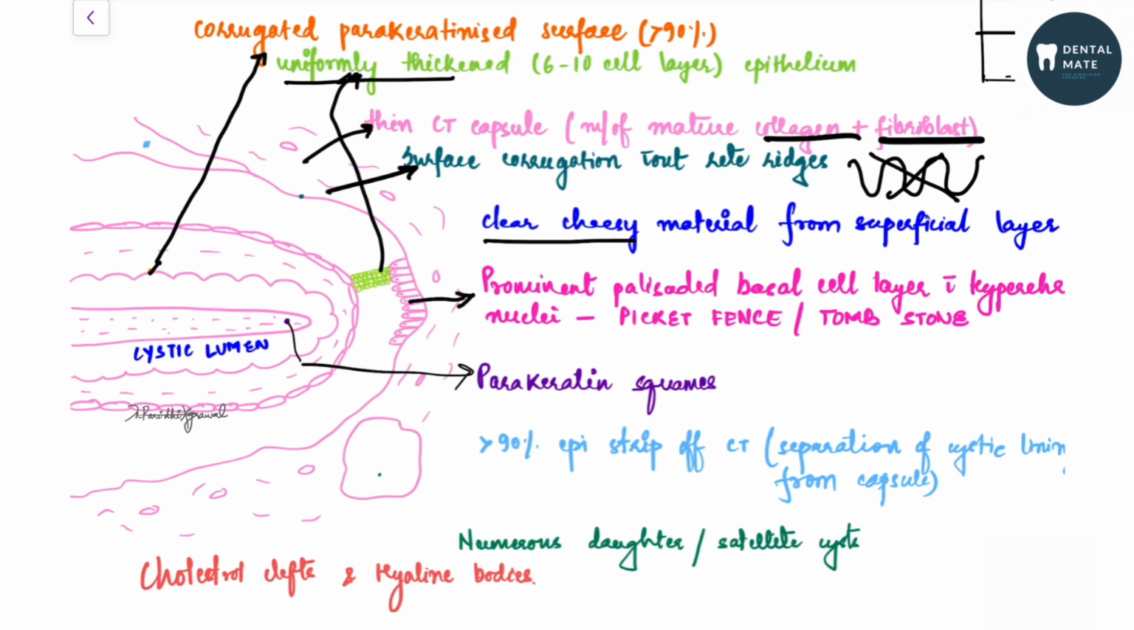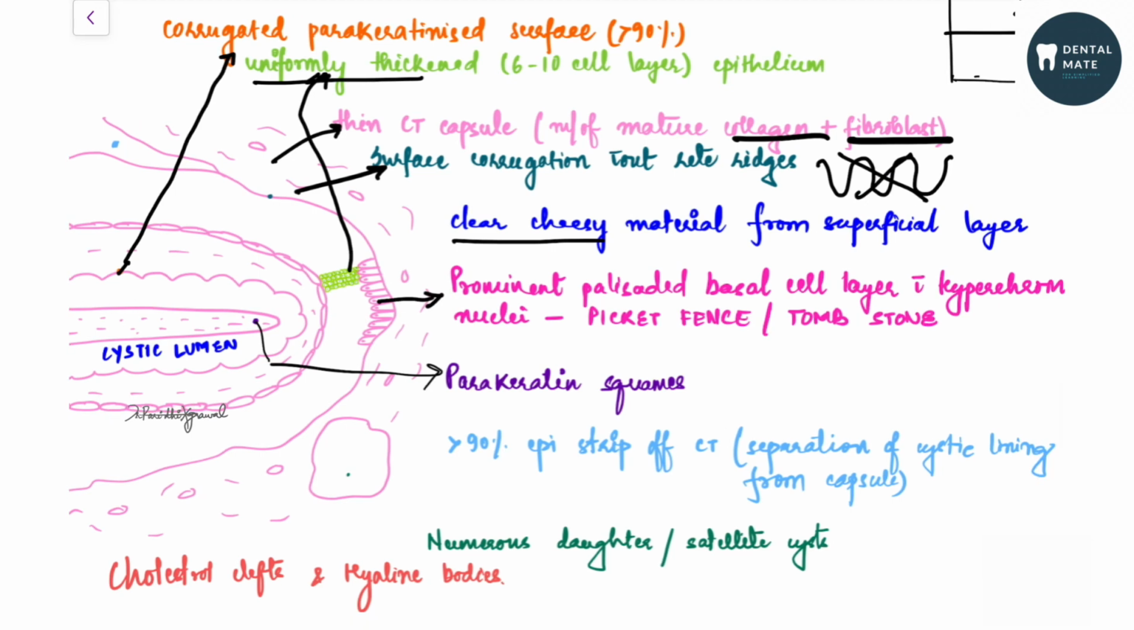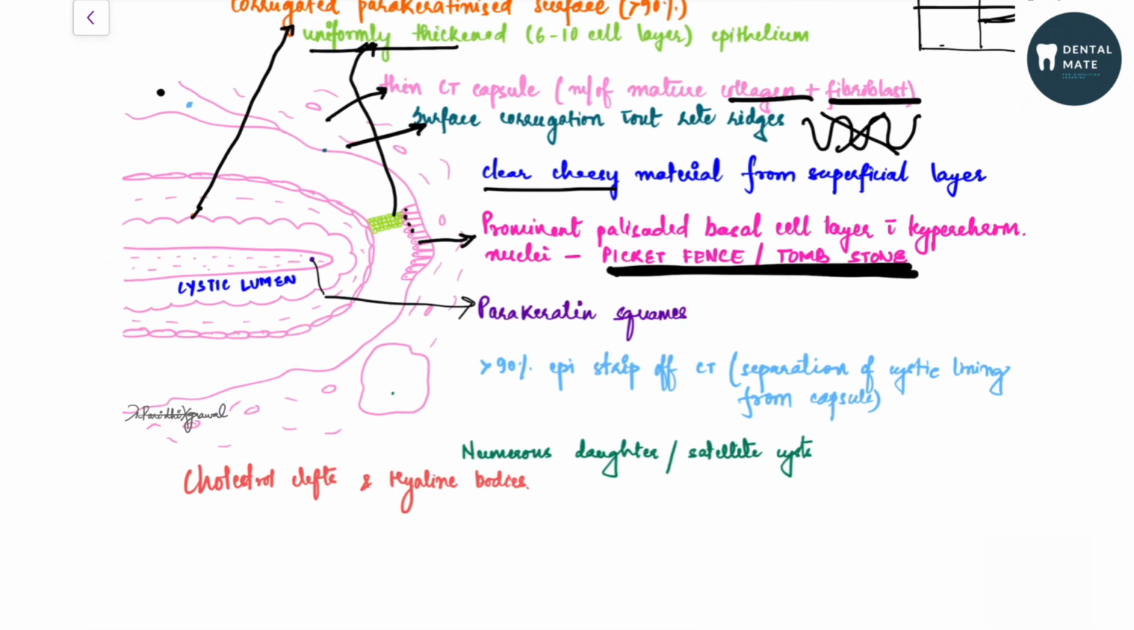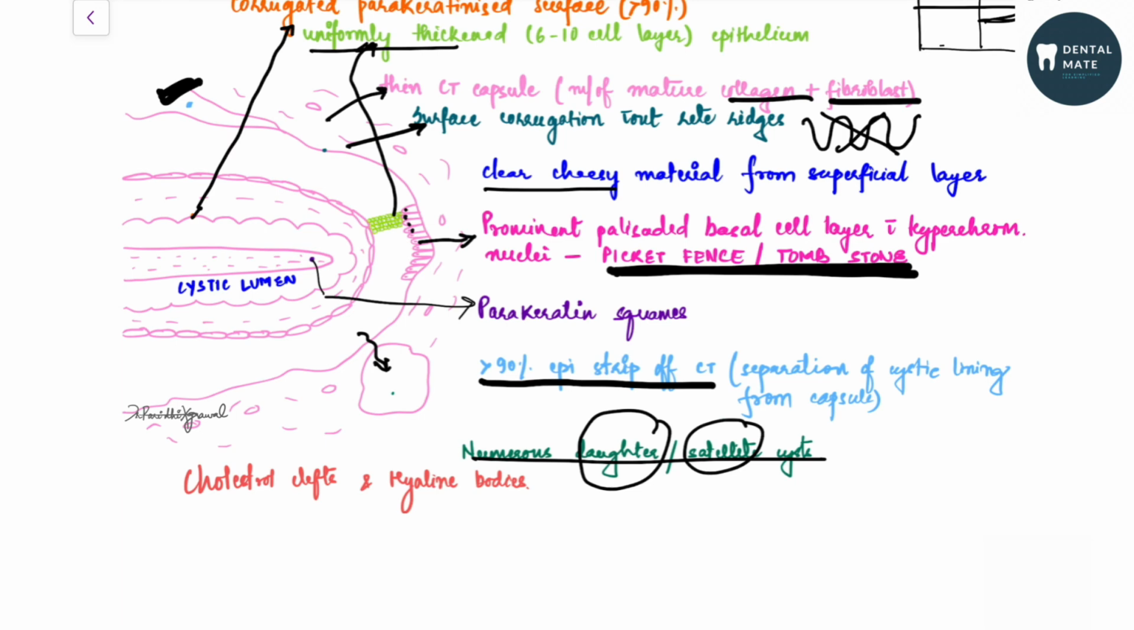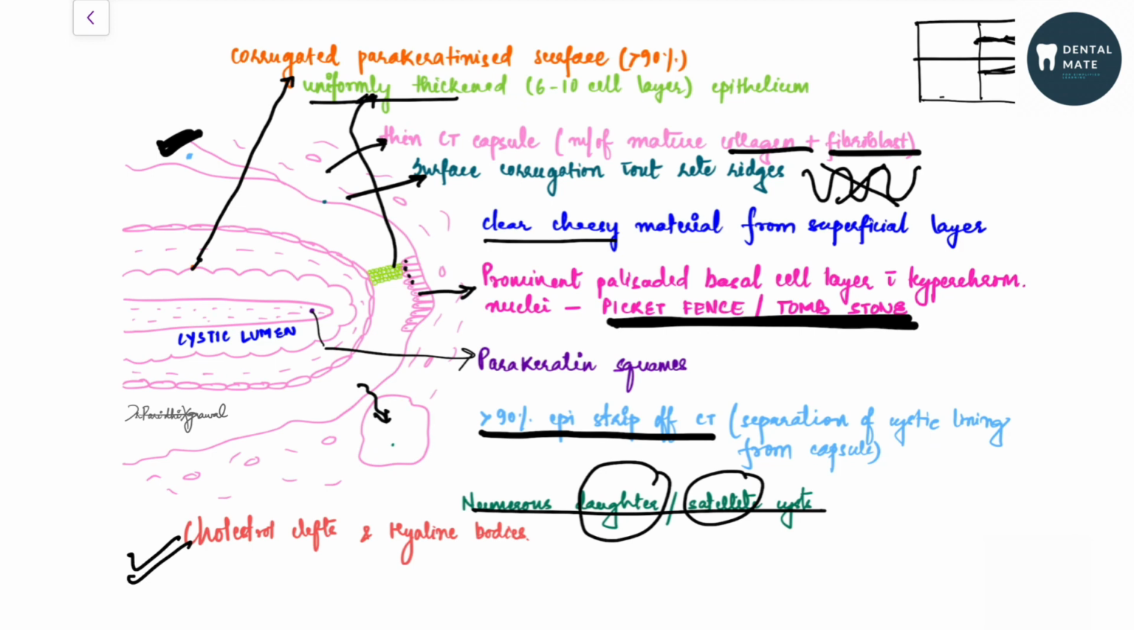The basal cells show prominent palisading, and the nuclei of these basal cells are hyperchromatic. Because of this palisaded appearance, OKC is also known to show the picket fence or the tombstone appearance. Now, more than 90% of the epithelium strips off the connective tissue, meaning there is a separation between the cystic lining and the capsule. Along with that, numerous daughter cysts bud from the original cyst. These are known as either daughter or satellite cysts. It also contains certain cholesterol clefts and hyaline bodies. So, these are the histological features which are seen in OKC.